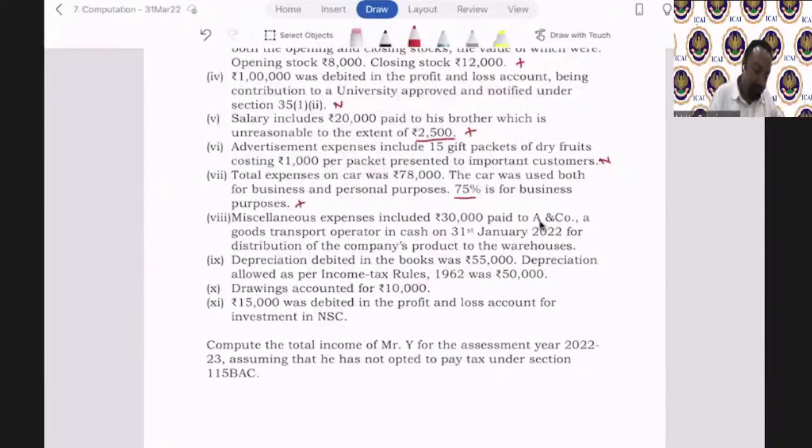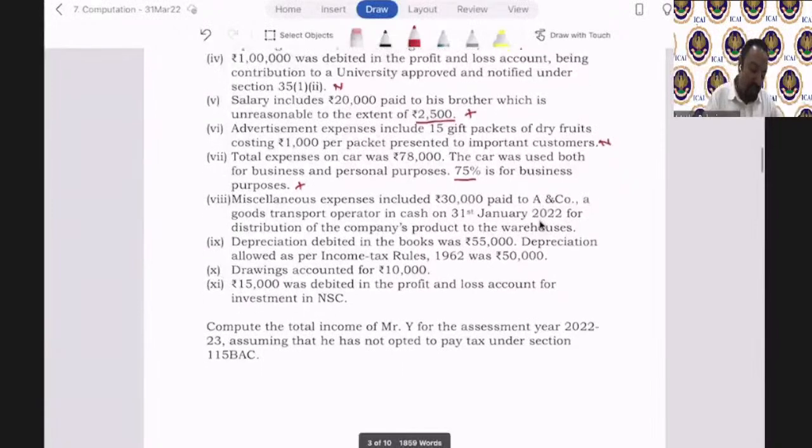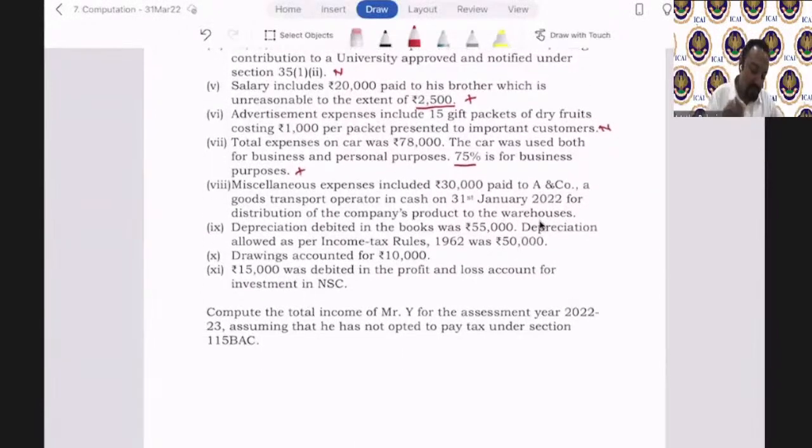I should add it. Miscellaneous expense included 30,000 paid to A&Co, a goods transport operator, in cash on 31st January 22 for the distribution of the company's product to the warehouse. So is cash of 30,000 allowed to a transporter? Yes, because only for persons other than transporters, 10,000 is the limit. For transporters, there is no limit. It only says PAN should be furnished, and there must be an eligible transporter under section 44AE. So I only have to write a note.